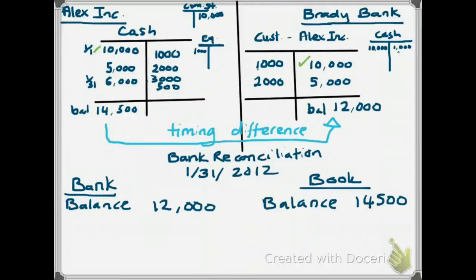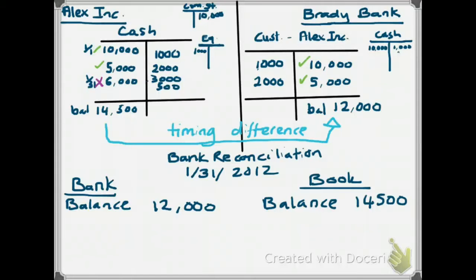Let's look at the next one, the $5,000. Again, they're both there in your cash account, in your general ledger, as well as your bank statement. Therefore, it's not a reconciling item. Let's look at the next one, the $6,000. Now that is showing up in your general ledger account, but it has not shown up in your bank statement yet. So that is a reconciling item.